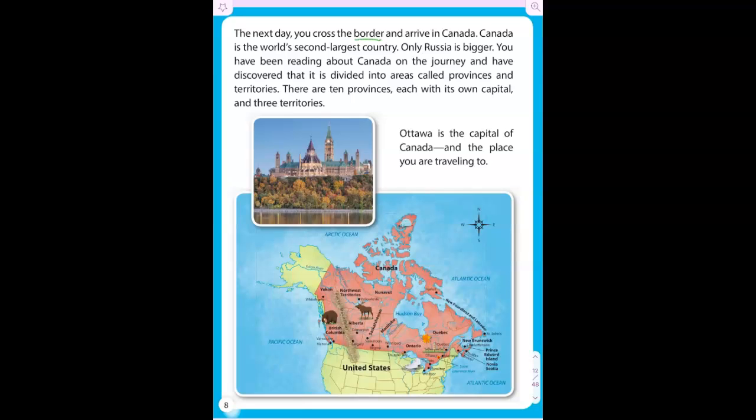Border. A border is an imaginary line that marks the edge of a place. So right here, boys and girls, let me change color so you can really see it. Right here would be the border between the United States and Canada. This right here would be a border between the provinces.